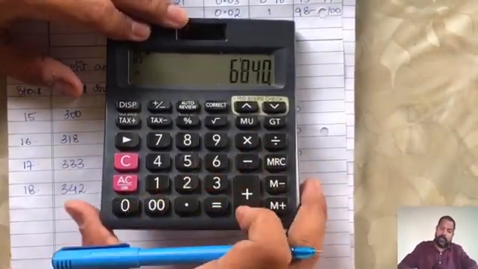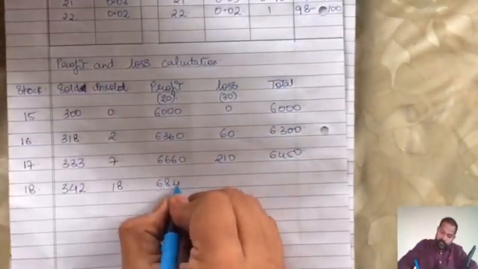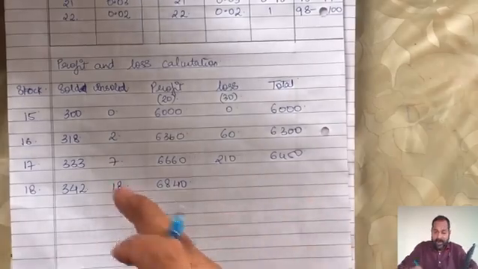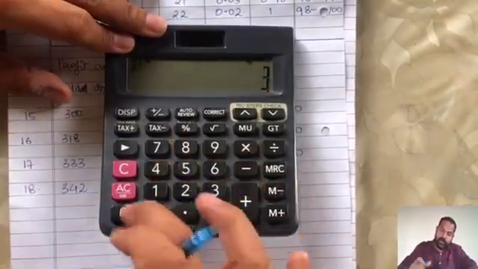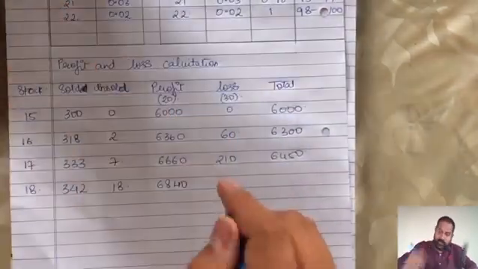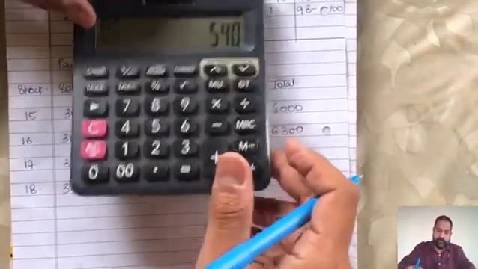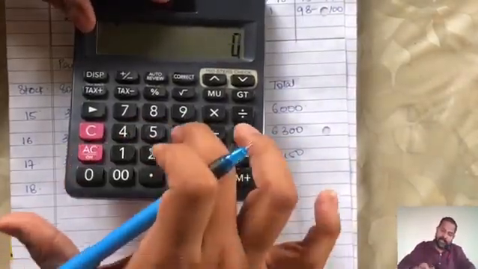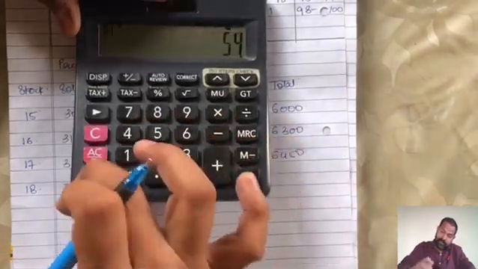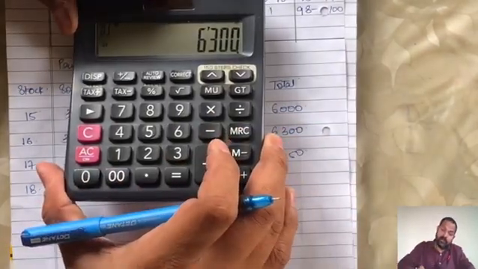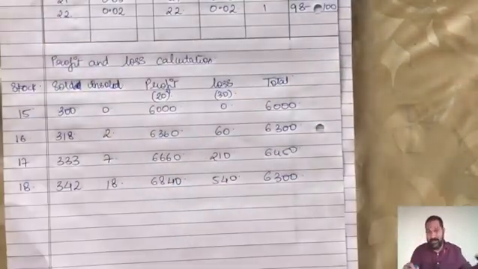Profit at 20 per book is 6840, and 18 books at a loss of 30 per book. 18 into 30 is 540. Give and take, 6840 minus 540 is 6300. Do you notice that the profit has dipped?